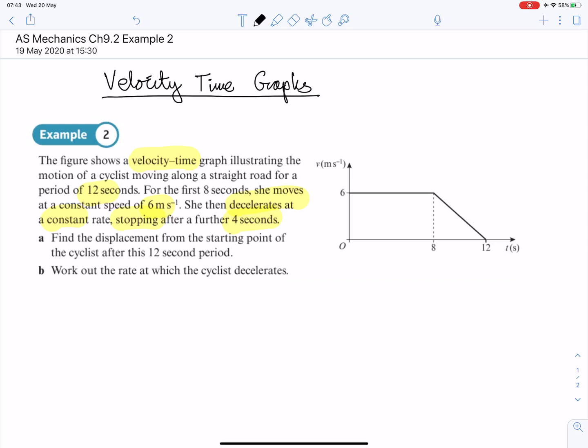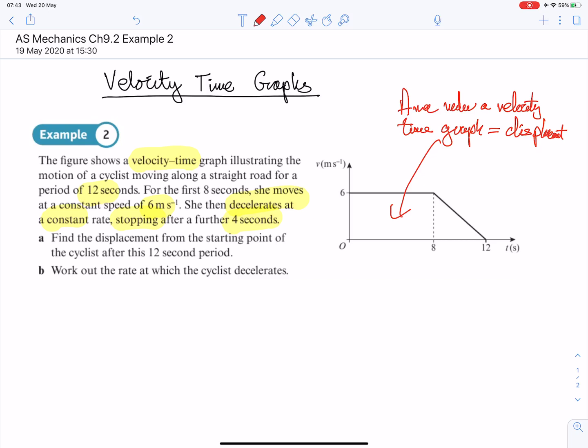Okay, so factual knowledge that we're going to need. It's the area under a velocity time graph is equal to the displacement.